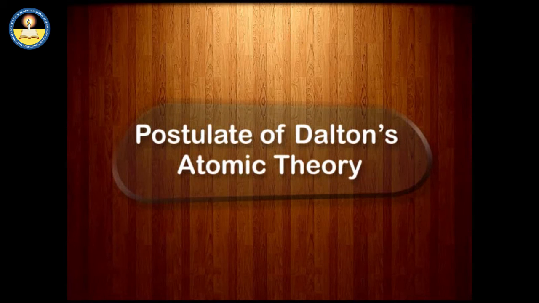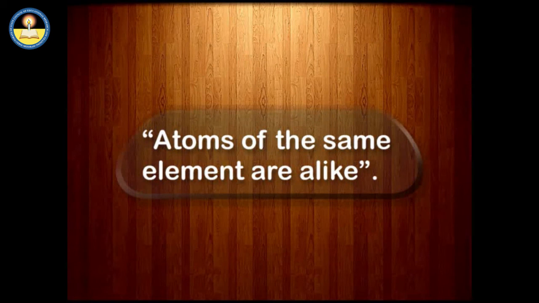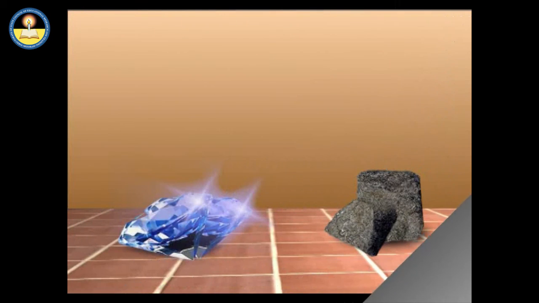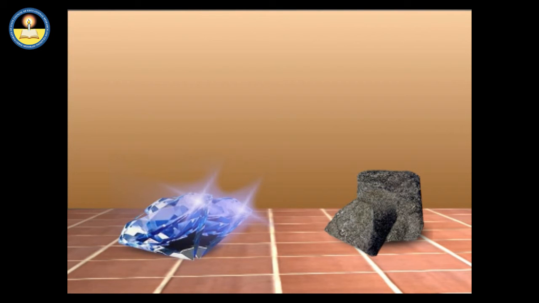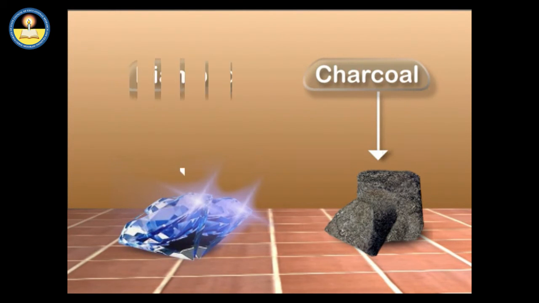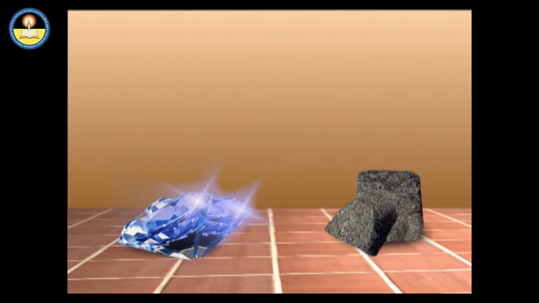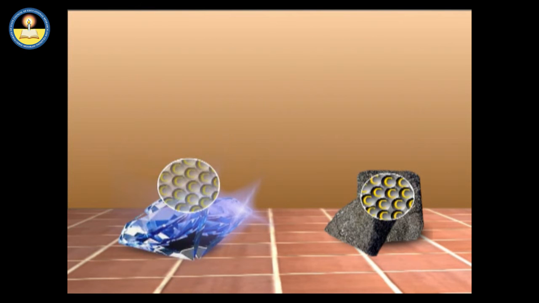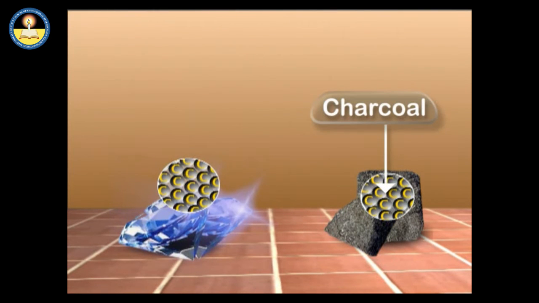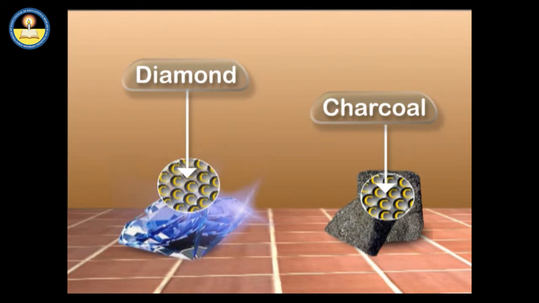Let's discuss the postulates of Dalton's atomic theory. Atoms of the same element are alike. Let's take an example to clear this postulate. Let's have a look at charcoal and diamond here. What is present inside charcoal and diamond? As we know, charcoal and diamond are made up of carbon atoms. Is there any similarity in the carbon atoms present in charcoal and diamond? Are they alike or not?